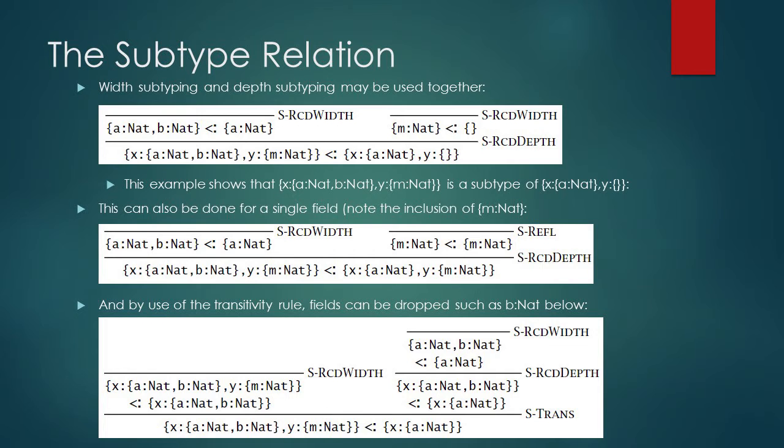Moving on to slide 8 here, we can see that width and depth subtyping can be used together. It can also be done for a single field, and via the transitivity rule that was introduced, fields can be dropped. You can see how that progresses with the B natural number below, wherein through transitivity, you can chain subtypes to drop those that are unnecessary.